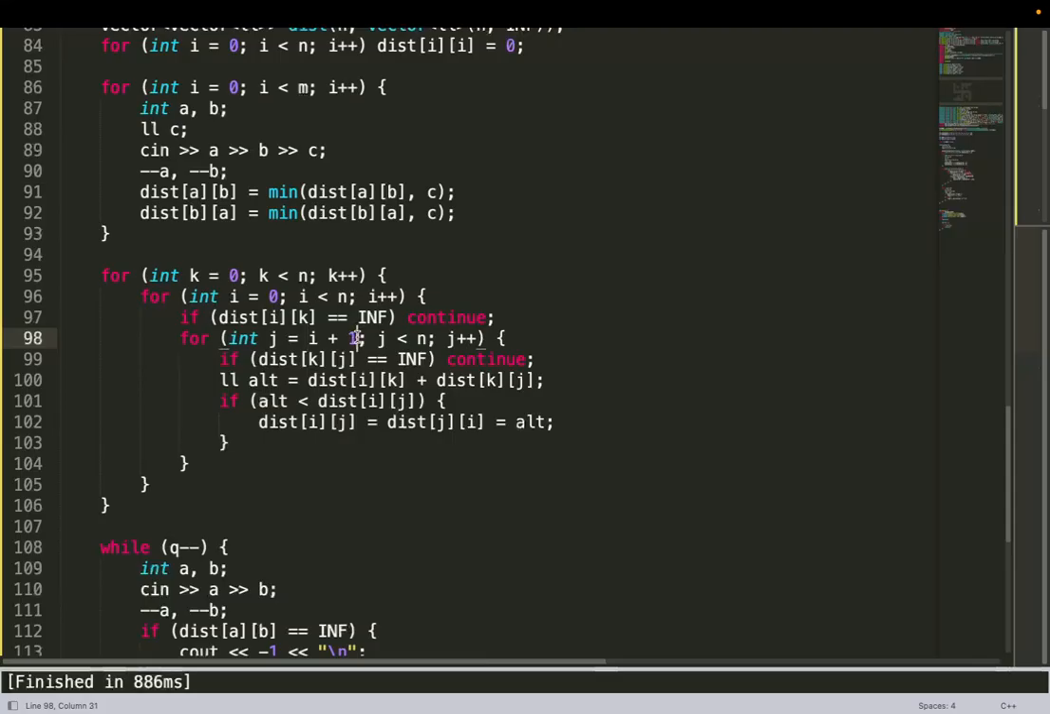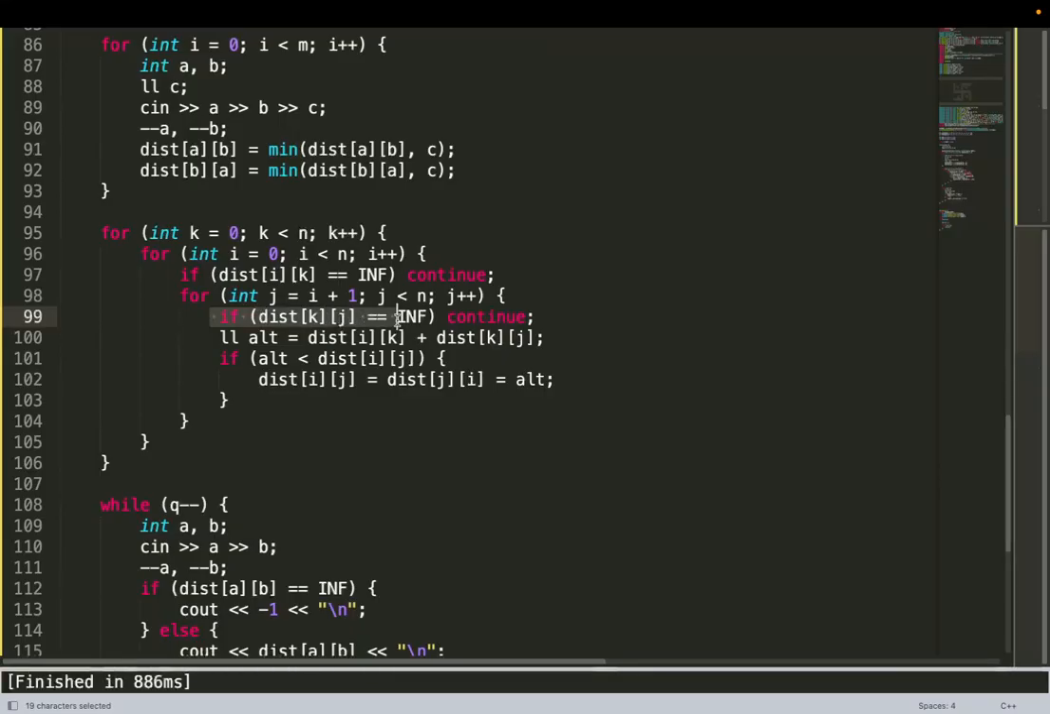Now, if you notice, I have started my j from i plus 1. If you study Floyd Warshall, you will understand why I am able to do this. Because in the current question, it is given that the graph is bidirectional, so you can start your j from i plus 1. Otherwise, you would have required to start from 0. So j equals i plus 1, j less than n, j plus plus. Again, if the path from k to j does not exist, you simply continue.